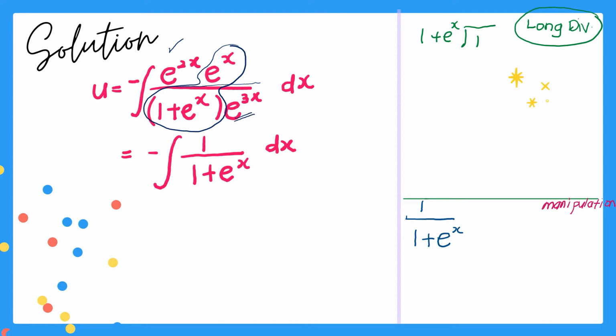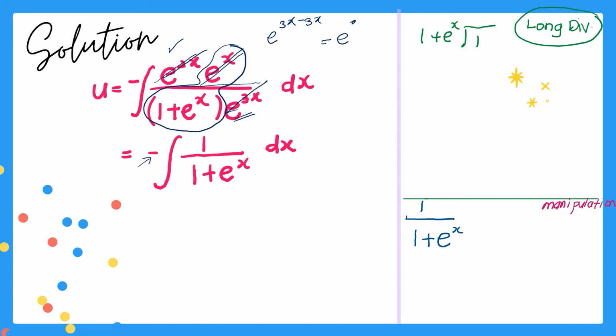Okay, I try to simplify first. This one and this one give e^(3x), and then dividing by e^(3x), you have e^(3x-3x) here. So that exponent 0 becomes 1. So we can cancel out here. Then we have 1 over 1 plus e^x, with a negative sign outside.